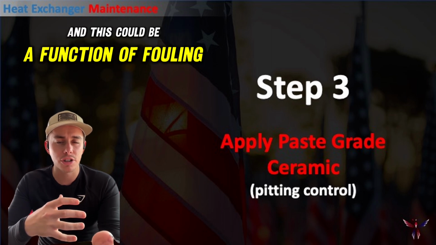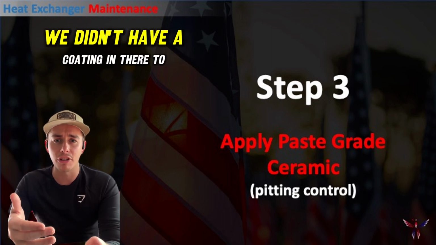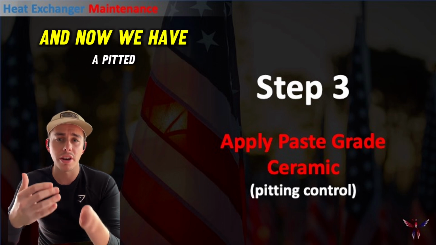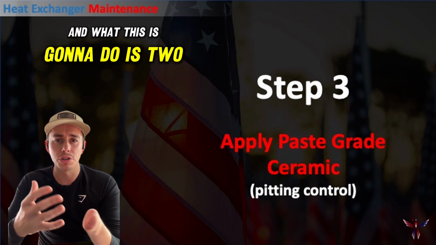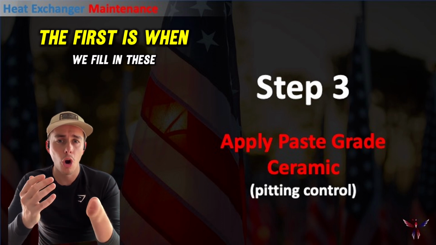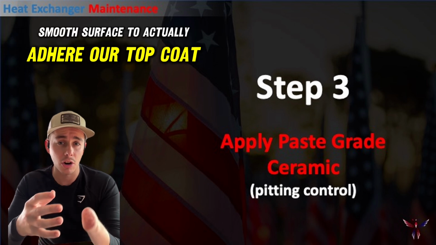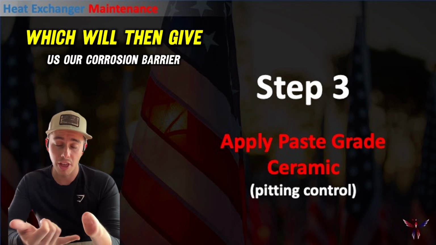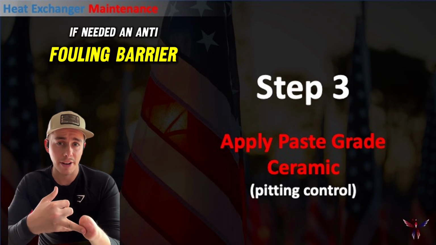And this could be a function of fouling, but is most commonly a function of corrosion, where, hey, we didn't have a coating in there to begin with, and now we have a pitted surface that we need to correct. And what this is going to do is 2 things. The first is, when we fill in these pits, we're giving ourselves a nice smooth surface to actually adhere our top coat to, which will then give us our corrosion barrier and give us, if needed, an anti-fouling barrier.